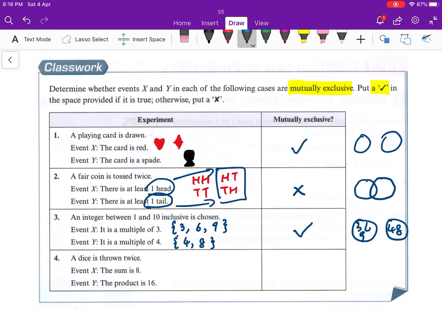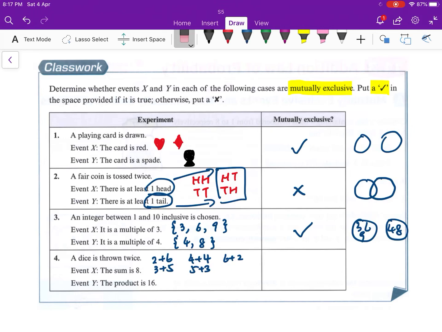Okay, so now the last one. Let's take a look at question 4. A dice is thrown twice. Remember, a dice has numbers 1 to 6. Now the sum is 8. How can you get a sum of 8? It can be 2 and 6, right? It can be 3 and 5. It can be 4 and 4, right? Of course, when we reverse it, it can be 5 and 3, and 6 and 2. Is 7 possible? Of course not, right? A dice has 1 to 6 only. So this is all your possible outcomes.